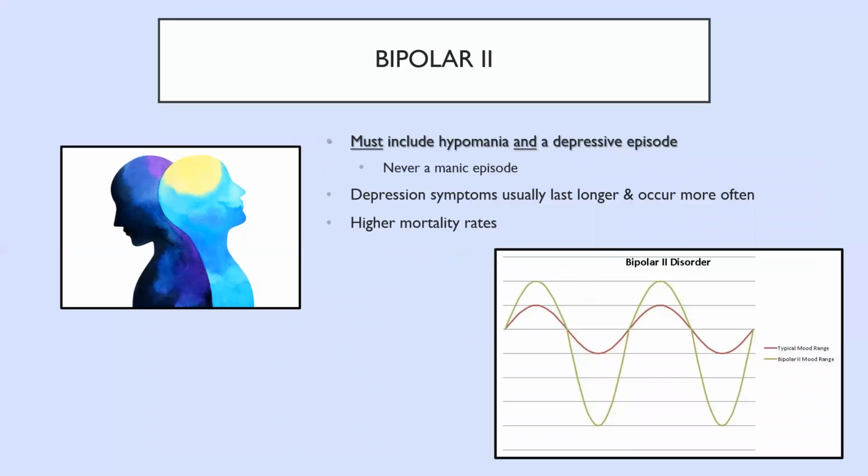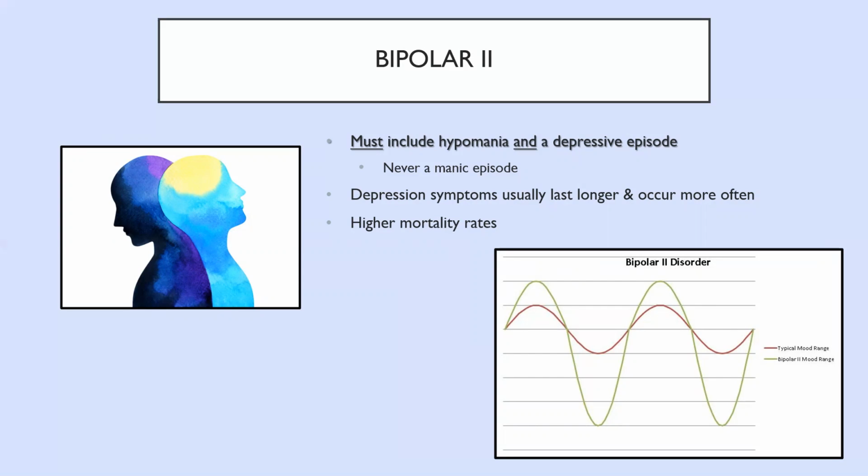Bipolar 2, on the other hand, can never have a manic episode. So if you have a manic episode, you are automatically going to fall under bipolar 1. Bipolar 2 must include hypomania and a depressive episode. So it can't just be depressive episodes. That would be a depressive disorder. It has to include that hypomania in order to be bipolar 2. And these depressive episodes usually last longer in bipolar 2, and they tend to occur more often.